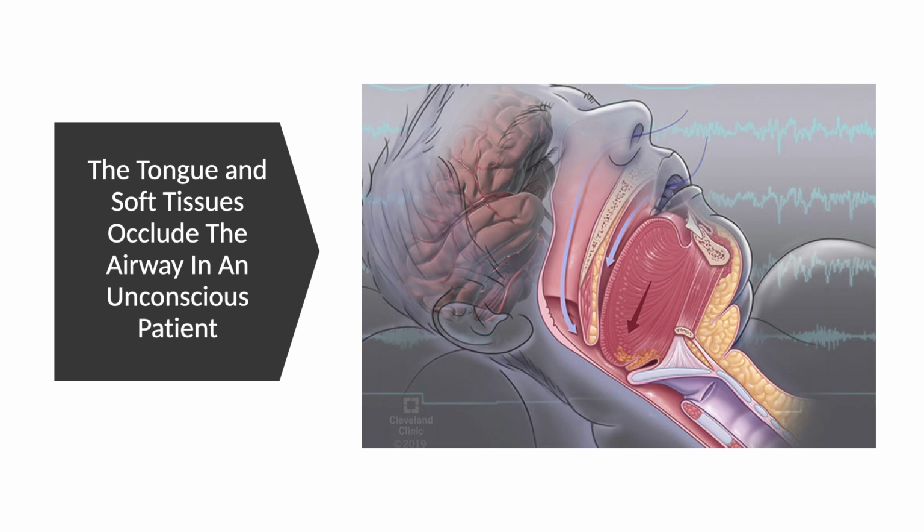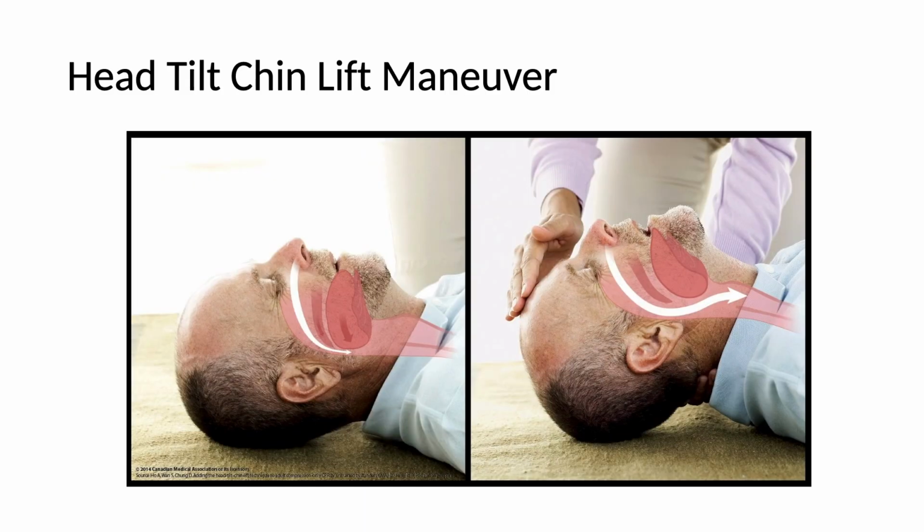And so there's different maneuvers that you can do to help open up that airway and facilitate ventilations. One of the easiest ones is a head tilt chin lift, and you can see here it's demonstrated nicely with this man who is unresponsive. You can see his tongue occluding his airway here, and some air can still get through, but it's not a nice open passage.